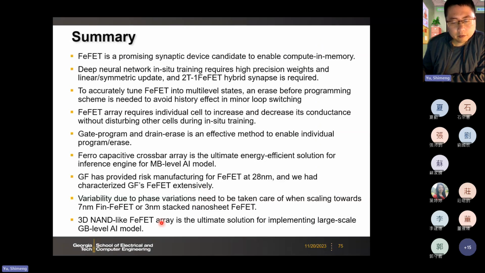And eventually, for large scale AI models, we have to work with 3D NAND, and then we have to engineer FeFET for 3D NAND, which may be a different engineering approach than the embedded memory. If you want to make it compatible with GlobalFoundries or even other foundries' advanced logic platform, then the engineering is very different here for the 3D NAND version of the FeFET.